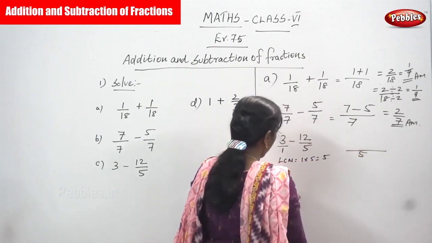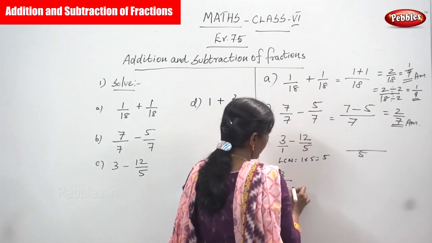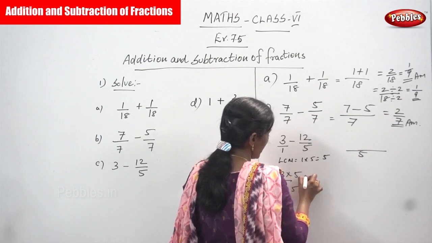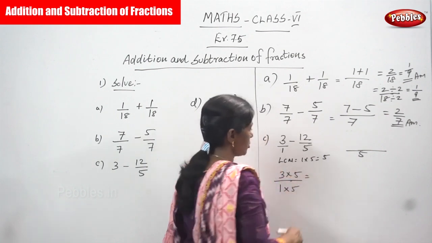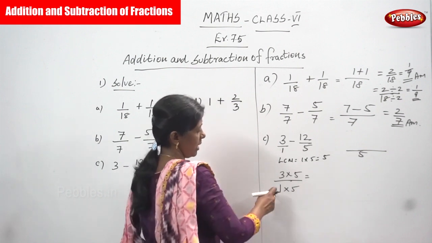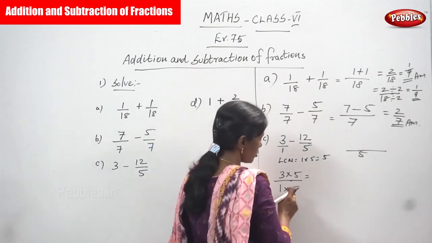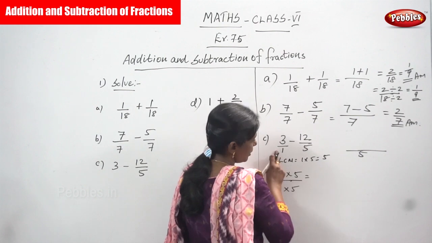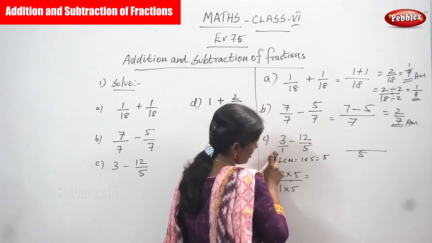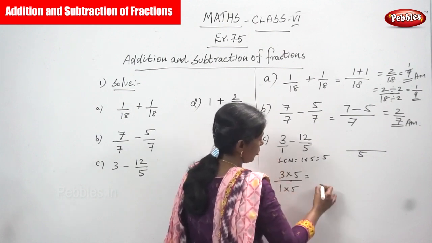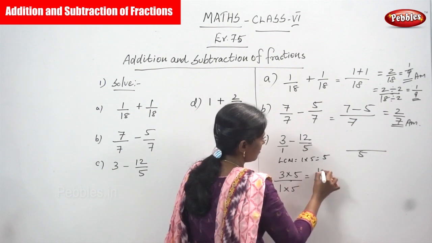So 3 by 1. Here you have to multiply by 5, because you have to change to the common LCM. You have to change the denominator to 5. That is the reason. There is no number, so you have to assume the denominator is 1. So 1 into 5, you get 5. And 3 into 5, you get 15.